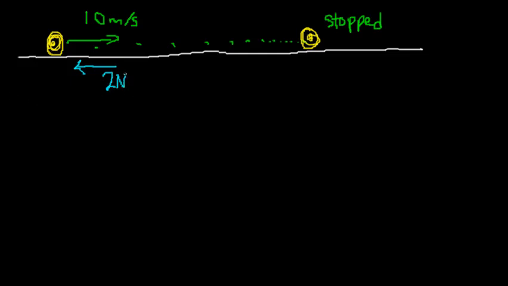So the question is to find the time taken for the ball to come to a stop. Okay. We need one more bit of information. So, let's say we are also given that the mass of the ball is, say, 0.5 kilogram. So we should have all we need.